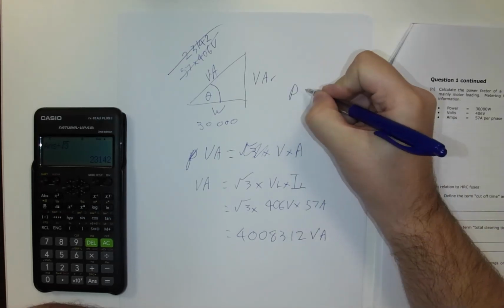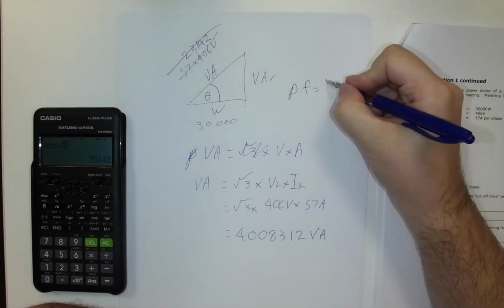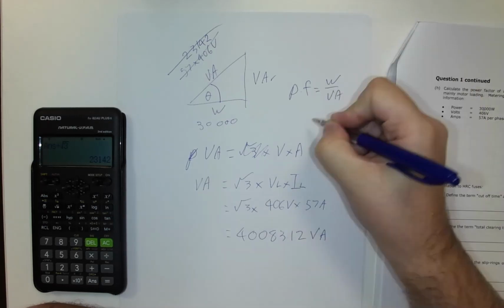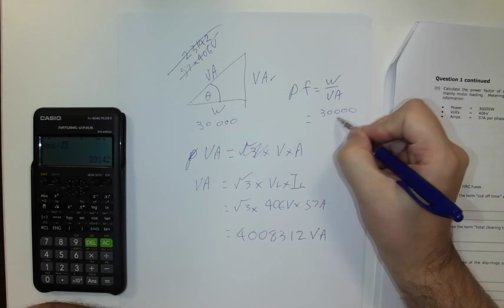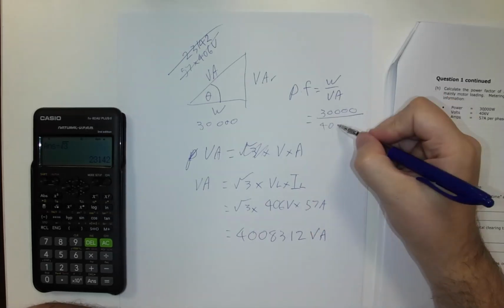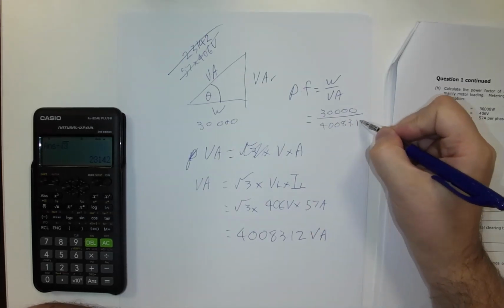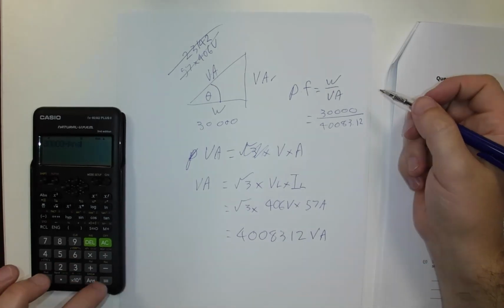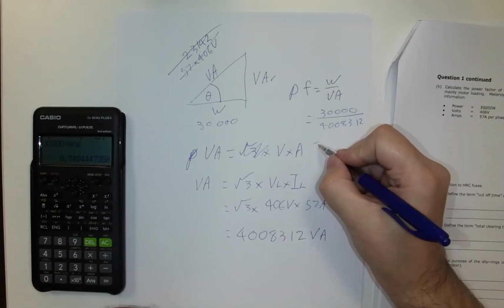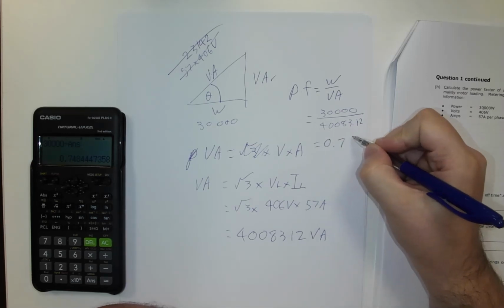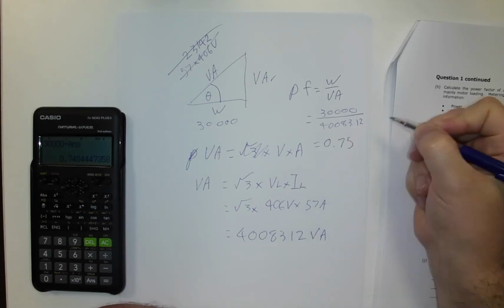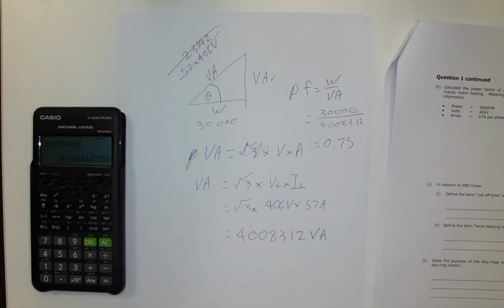So my P.F. equals W over VA, so equals our watts is 30,000 over our 40,083.12, and putting that in our calculator, we get 0.748, so 0.75 rounded to 2 decimal points.